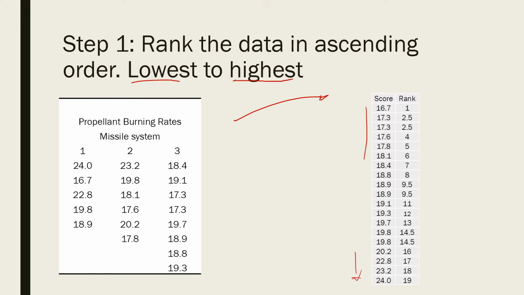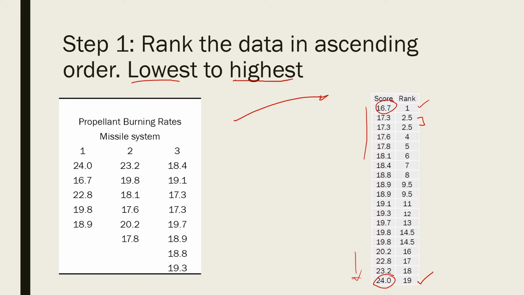In this case, we have 16.7 as the lowest rank and 24.0 as the highest. So therefore, 16.7 is given rank 1 and 24.0 is given rank 19. Now notice that we have two variables that are ranked as 2.5 and 2.5. So for these cases, we're going to rank them.